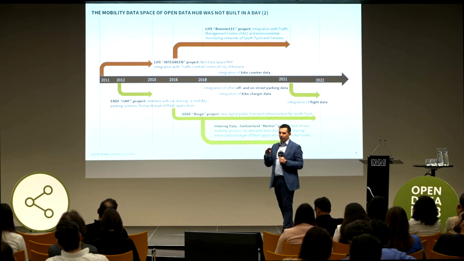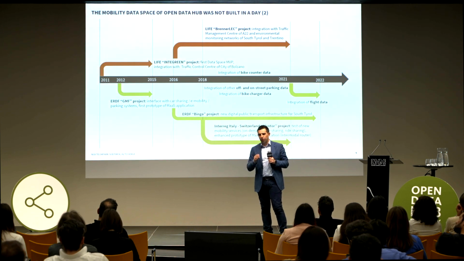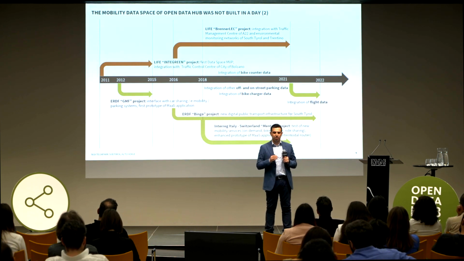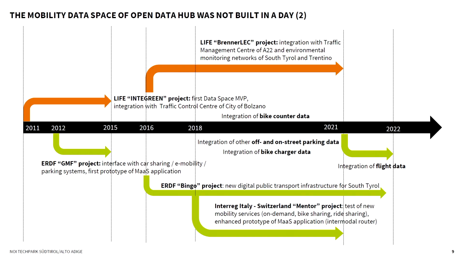So I've tried, in one slide, to show you how the mobility data space was implemented. And what is really nice is that we put the real use cases first. We did not build the mobility data space just to integrate data without any real objective. What we said was, let's try to implement solutions that can then be used in real life.